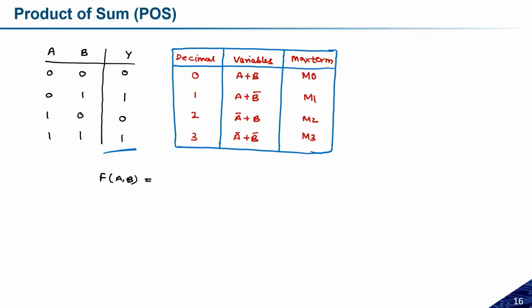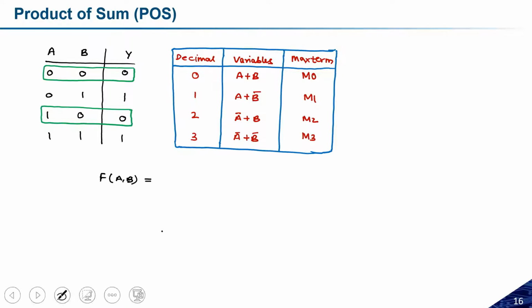Perfect. Absolutely correct. Because I just told you I have to consider only those variables having the output logically low. So we have only two combinations here which are giving output low: one is this one and the second one is this one. These are the two combinations where we are getting the output logically low. So we will consider only A plus B and A bar plus B. So I can write A plus B into A bar plus B.